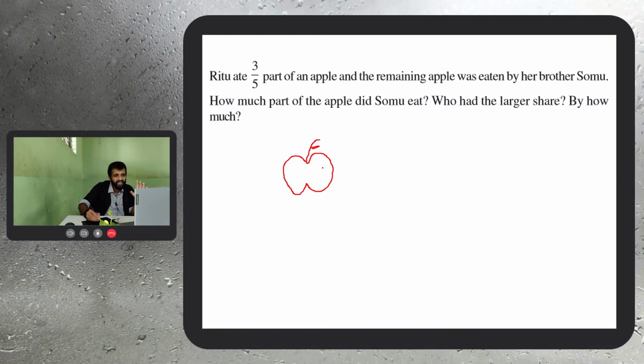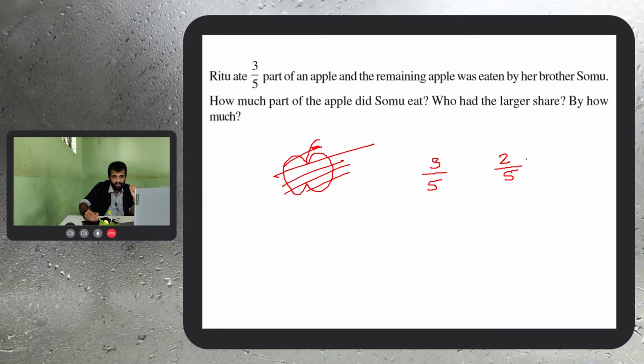Okay, now this apple is divided into 5 parts, right? Because Ritu ate how many? She ate 3 of the 5. So you can imagine this is 1, 2, 3, 4. Just a minute. They have to be equal parts. Okay, remember that. So Ritu ate 3 upon 5. Alright? Now, if Ritu ate 3 upon 5, how many parts are still remaining? Total have to be 5, right? So, 2 parts are remaining out of 5. 3 she ate out of 5 and 2 are left out of 5.